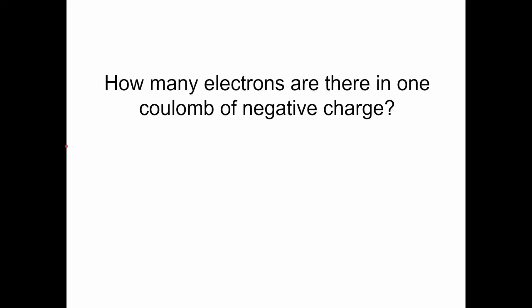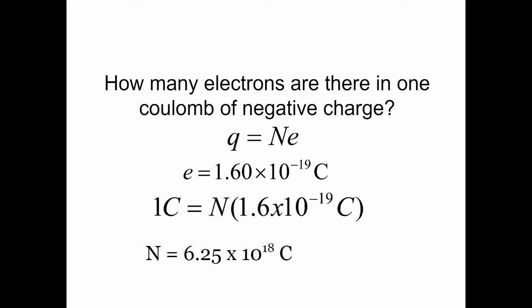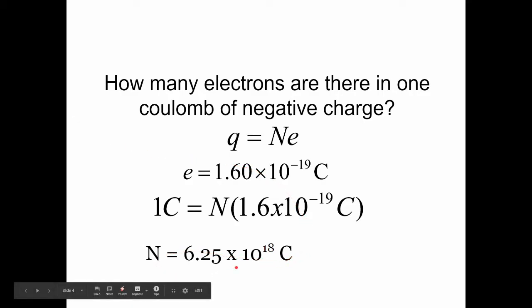Here's a question: how many electrons are there in 1 coulomb of negative charge? Here we have our equation, Q equals NE. Q is going to be our 1 coulomb of charge, N is going to be the number of electrons we're trying to find, and e is our elementary charge of 1.6 times 10 to the negative 19 coulombs. We can plug these into our equation. 1 coulomb equals N times 1.6 times 10 to the negative 19 coulombs. This gives us a value of 6.25 times 10 to the 18, and this should not actually be coulombs here. It's just the number of electrons.